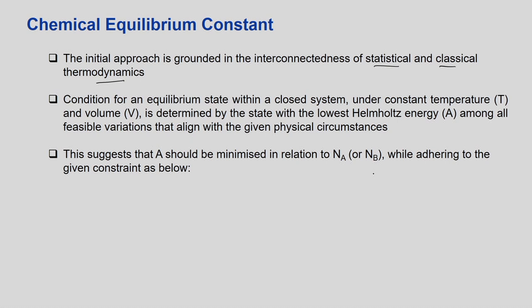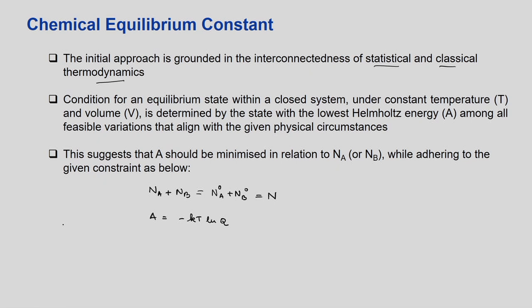So, what are the constraints? That is Na, N0, the initial concentration of A and B, into N. So, we know A equal to minus kT ln Q. Okay. So, it means ln Q. Now, to obtain ln Q, you must be knowing what is Q.